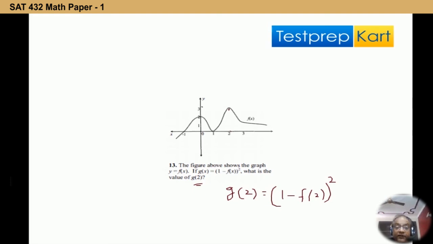This point is somewhere like 3. So if this point is 3, then f(2) is 3, and therefore it is (1 minus 3) whole square, minus 2 square, that is 4. So g(2) is 4. With the help of this graph f(x), I can find the value of f(2). Once I find the value of f(2), I can substitute in this particular expression, and g(2) gives me 4.